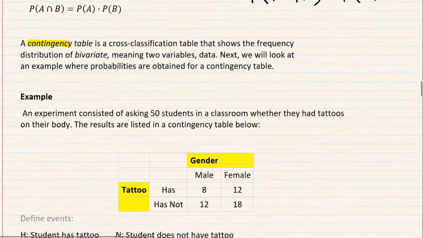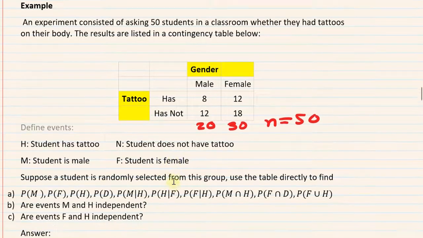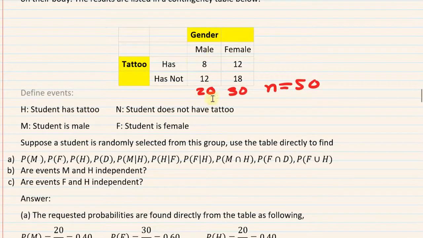So let's take a look at these two variables. I have a variable gender and a variable tattoo. These are qualitative variables. And I have defined here 4 events. H, the student has a tattoo. N, the student does not have a tattoo. M, the student is male. And F, the student is female. So this is pretty much the summary of this contingency table. This is a 2 by 2 contingency table, meaning it has 2 rows by 2 columns. And in red, what I have here are the totals. So in my sample of size 50, it looks like there are 20 males, 30 females.